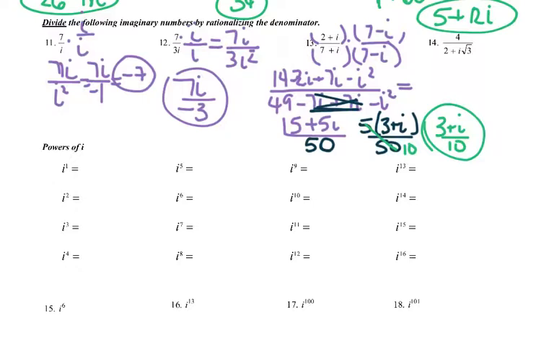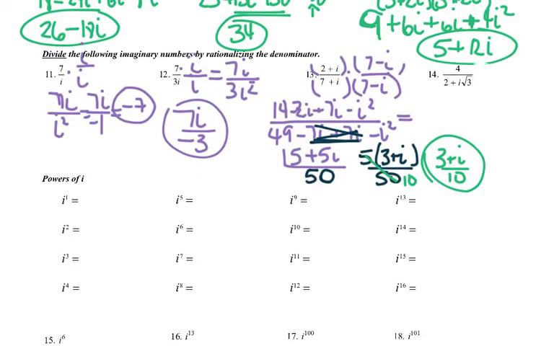Okay, 14. Grand finale here. I'm going to multiply top and bottom here by 2 minus i root 3. Numerator, I'm going to save, so I'm going to not distribute the 4 just yet. That's 2 minus i root 3. That's a 3. And then the denominator, 4.